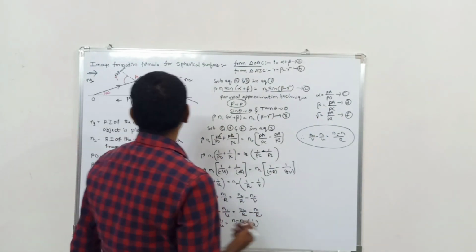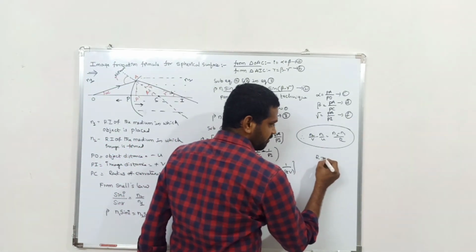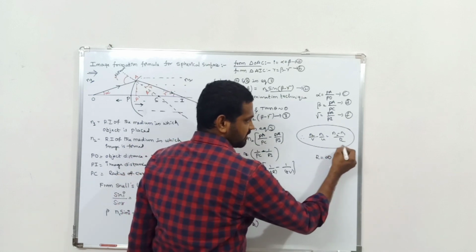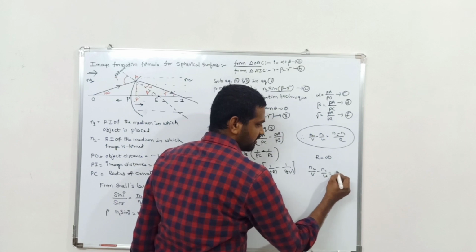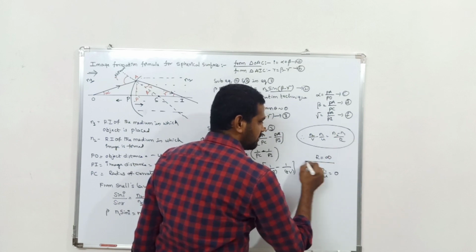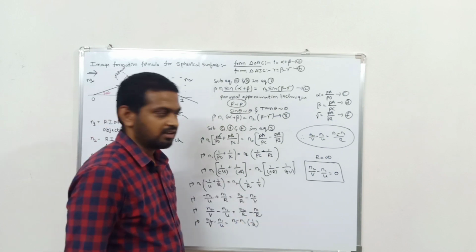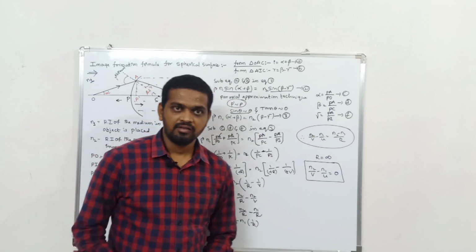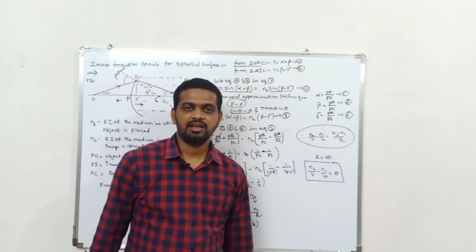See, if at all you had taken the plane refracting surface, what is the radius of plane refracting surface? Which will be infinity. So this term will become 0. n2 by v minus n1 by u is equal to 1 by infinity, 0. This is the formula for plane refracting surface. This is the formula for spherical refracting surface. And whenever you are applying these two formulas, again you need to apply sign conventions.